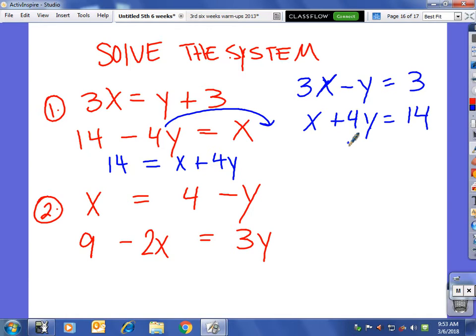Okay, is everybody okay with how I got from these 2 versions to these 2 versions? Once you get there, it's just like last night. You have to make a choice. Are you going to force the x's to cancel or the y's? It's y'all's decision.